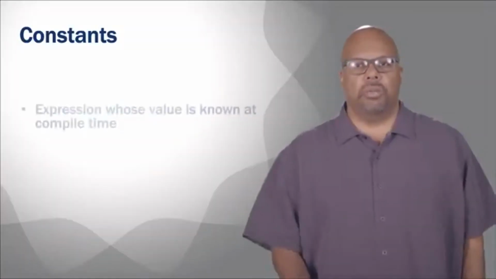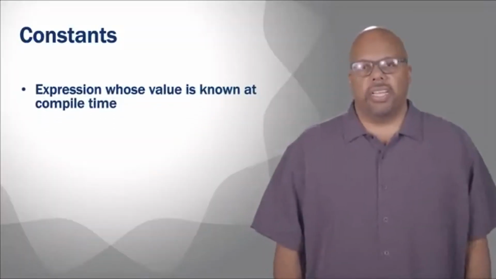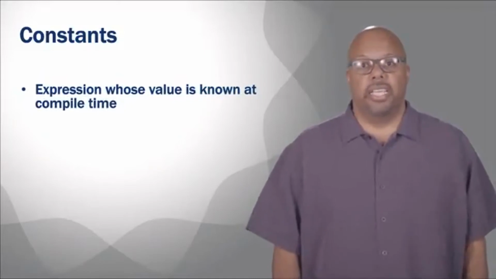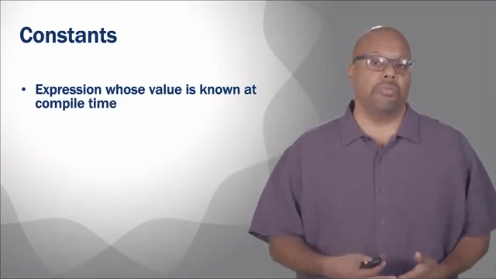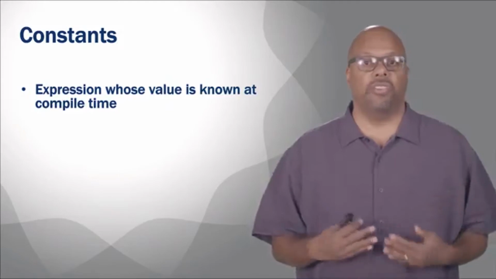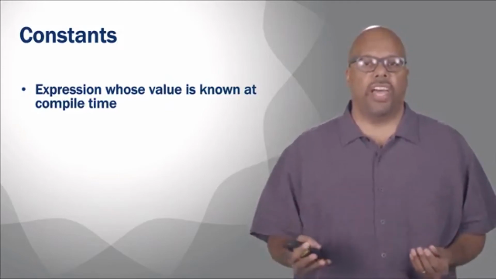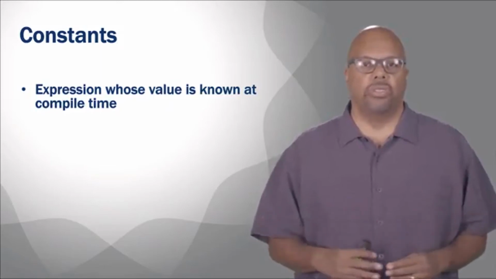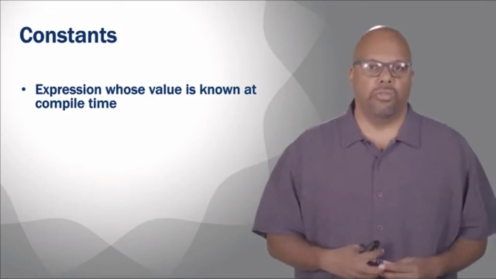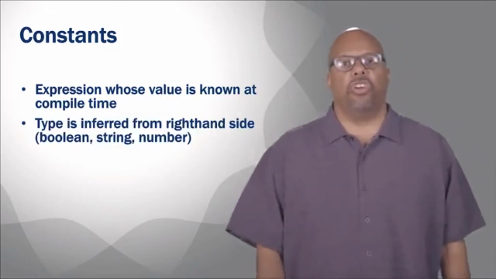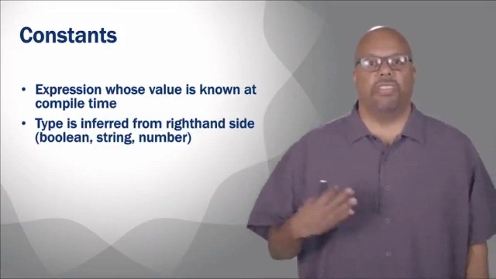So let's talk a little bit about a constant. A constant is pretty obvious. It's an expression whose value is known at compile time, right? So you know it and it never changes. You can just declare a variable to be a certain value, and it holds that value for all the time, as long as the program is running. The type is inferred from the right-hand side of the assignment.